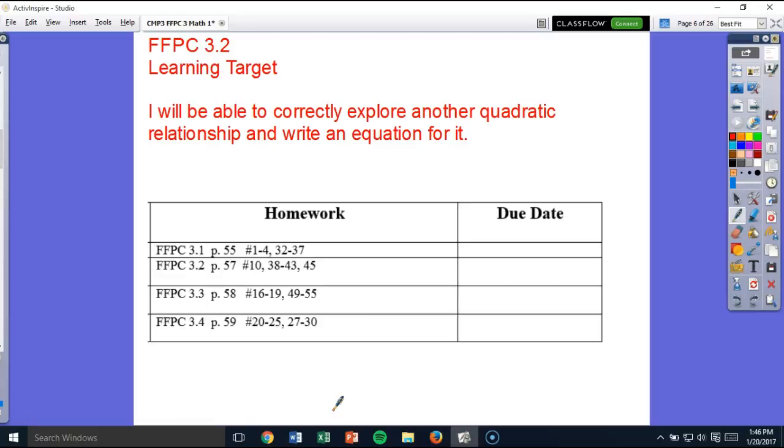Yesterday we were exploring triangular numbers and coming up with equations for that. Today we will be able to correctly explore another quadratic relationship and write an equation for it. Our ACEs for 3.2 are numbers 10, 38 through 43, and 45.